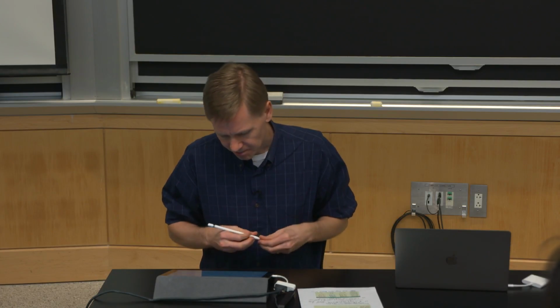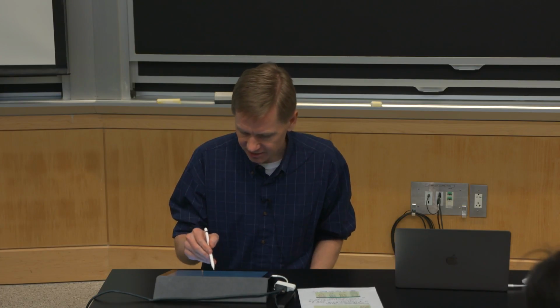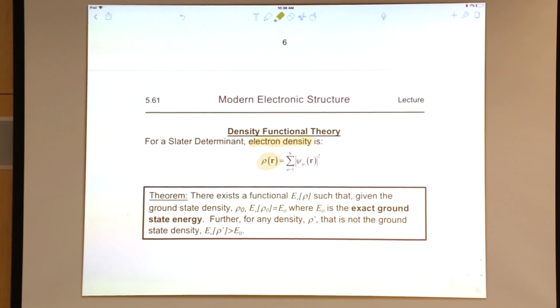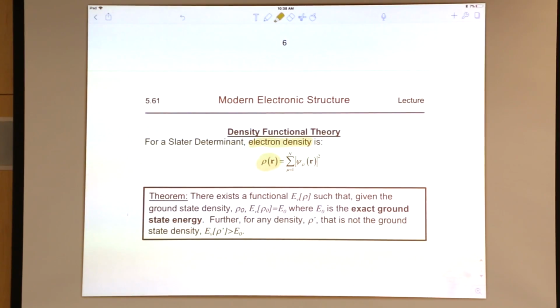In density functional theory, we use the idea of looking at the electron density, rho of r, as the fundamental variable. You can actually work out for a determinant what the electron density is, and it's just the sum of the squares of the orbital densities. So you square each orbital, then you add that up, and that gives you the total electron density. It's basically just the probability of finding an electron at a point r. Okay, so that's a nice observable.